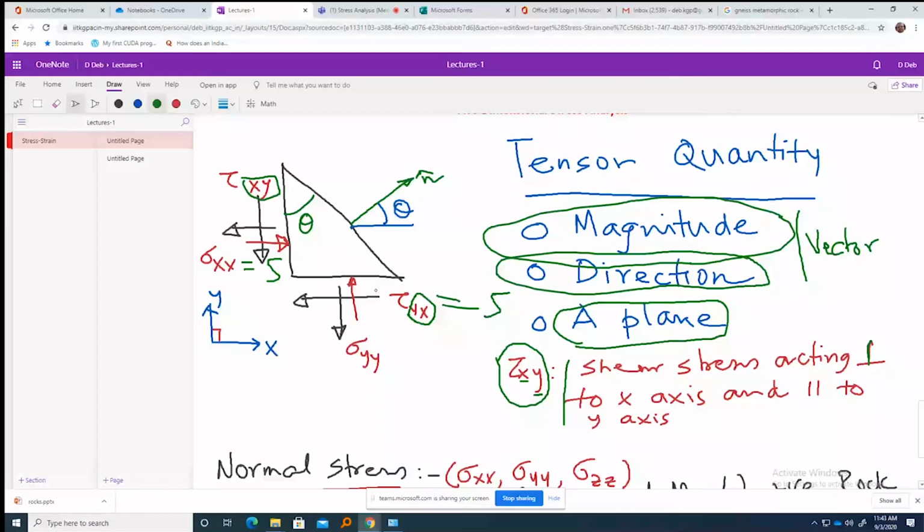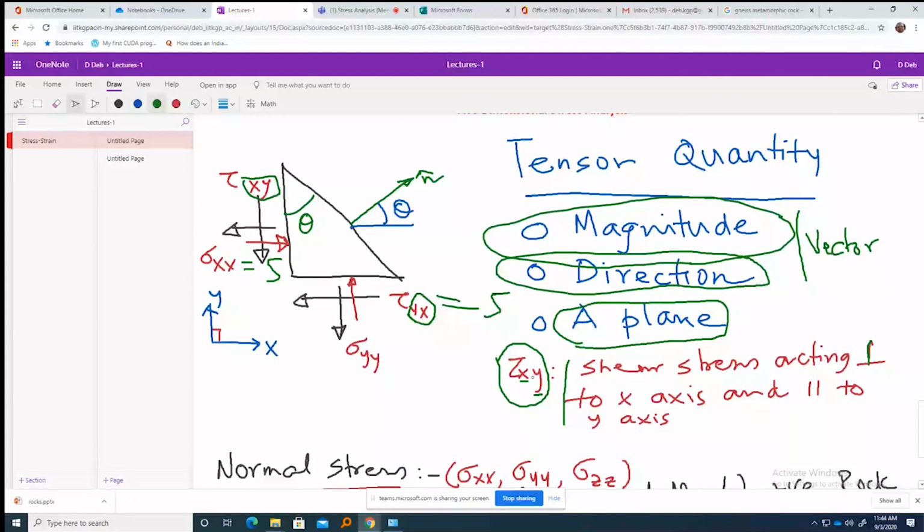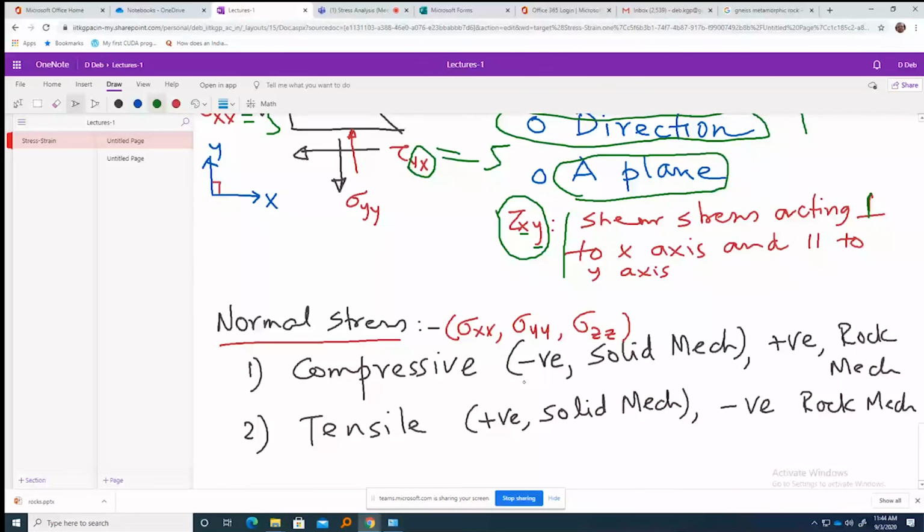I hope you have understood the difference: since they are acting in two different planes, it will not be possible to apply the normal vector operations in a tensor quantity. Okay, we do, but we do it in a different way. So the sign convention of normal stress is given to you.